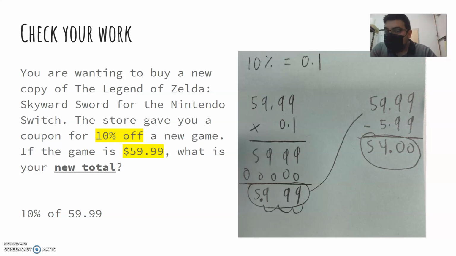10%, 0.1, that's how it is as a decimal. $59.99 times 0.1 is 5999. Remember, you have to include the decimal. So this one is 2 spots over, and this one is 1 spot over. So you add that. 2 plus 1 is 3. So you move the decimal 3 spots over here. So it would be 5.999. You can do 59.99 minus 5.99. Your new total would be $54.